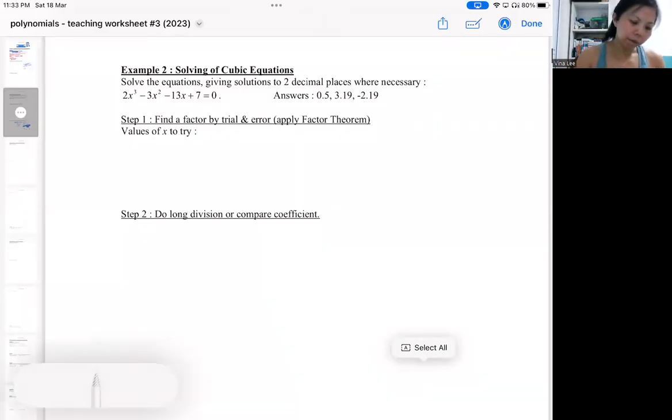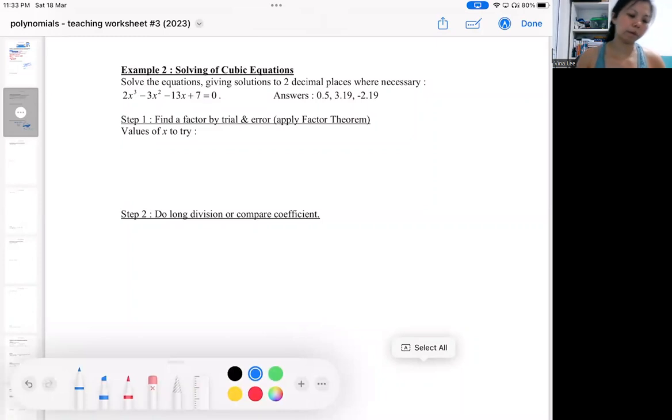In this example, we are going to learn how to solve a cubic equation. Solving a cubic equation is just one more step than factorizing a cubic equation. In the previous example, you already saw the steps of factorizing a cubic equation. So it's one more step, the equal to 0, and you'll be able to solve for x. Let's try to repeat the steps.